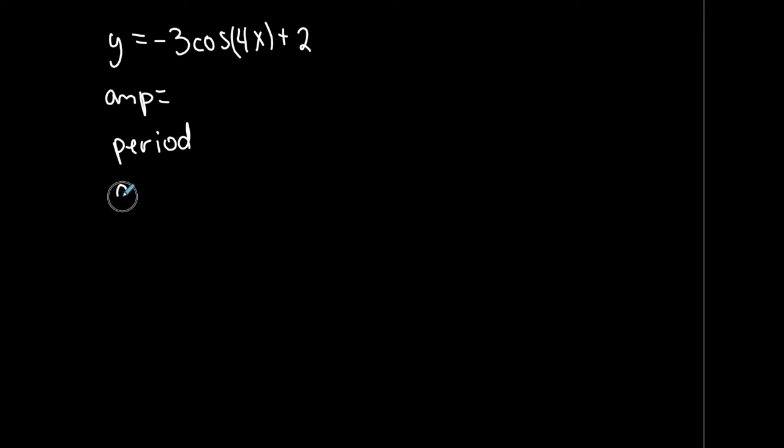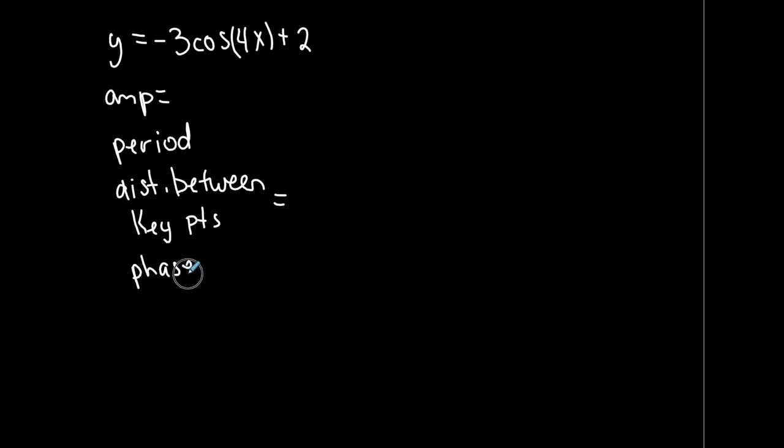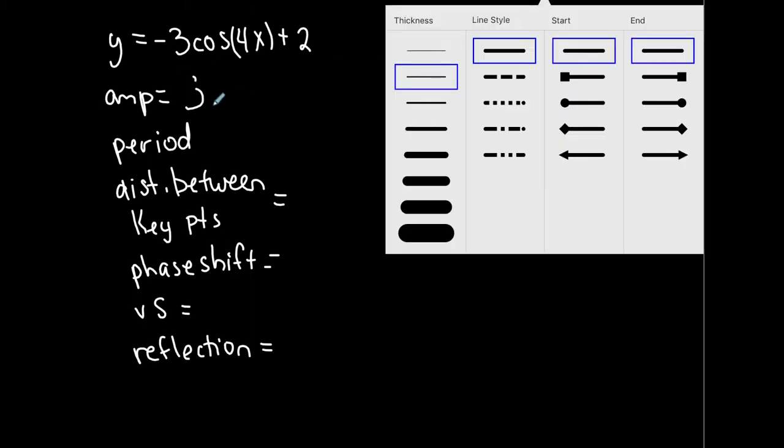Amplitude, period, the distance between the key points. I want to know if there's a phase shift and what it is, if there is one. I want to know the vertical shift, if there is one. I want to know if there is a reflection, and if there is, what it affects. Let's start with the amplitude. Again, the amplitude is the positive version of the coefficient of the function. So if it's negative 3, the amplitude will be positive 3. Always the positive version of that coefficient in front of the function.